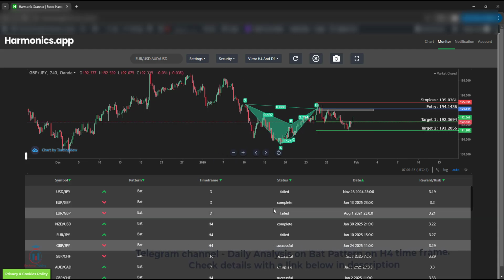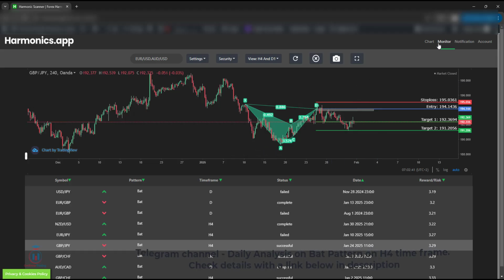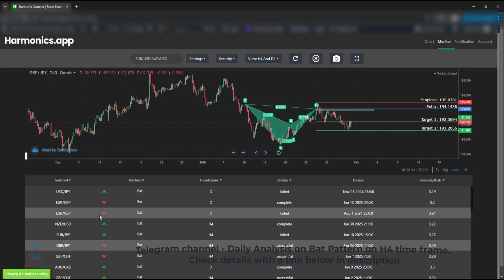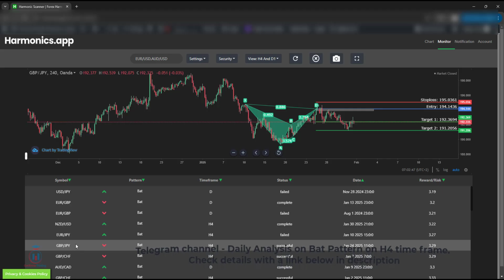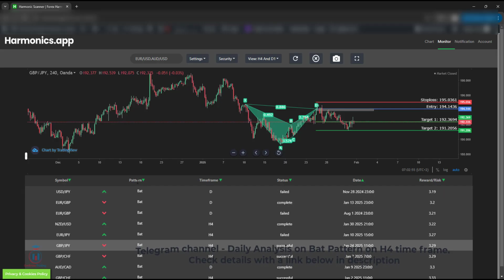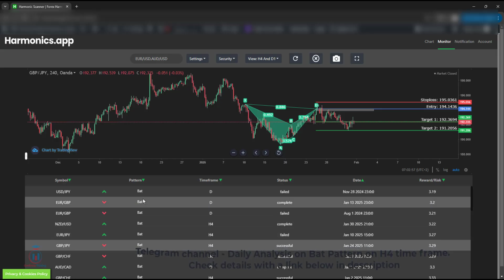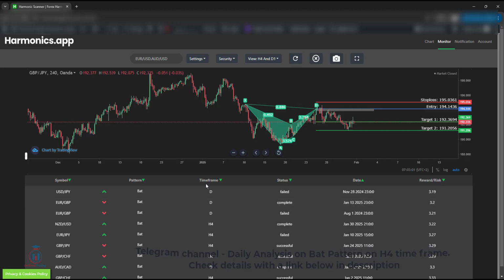Now, which one you would like to trade is up to you, but you can see that this table inside the monitor window has much more details on how to use it and how the patterns are behaving. You have a symbol column, a green arrow for bullish patterns, a red arrow for bearish patterns, and a column with the patterns. I have selected only the bat pattern, so that's why you can see only bat. Then you have a time frame.